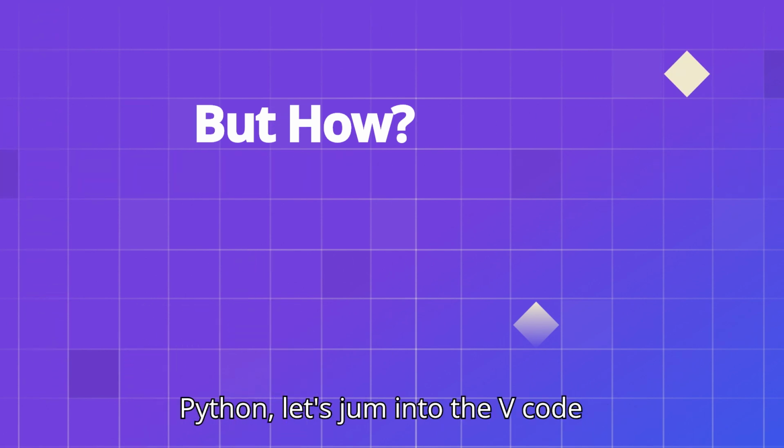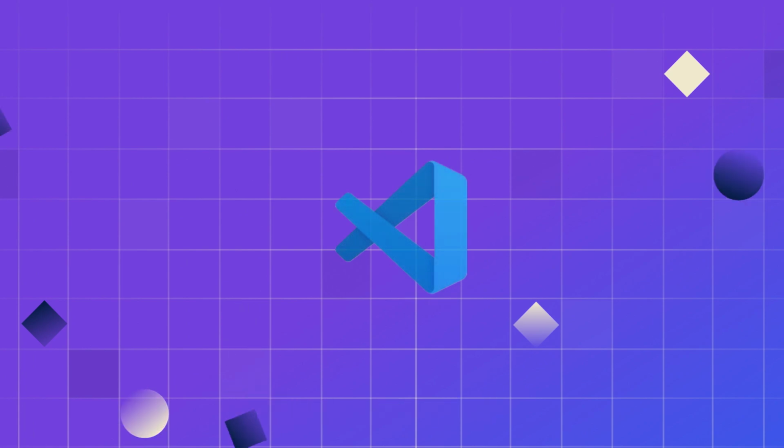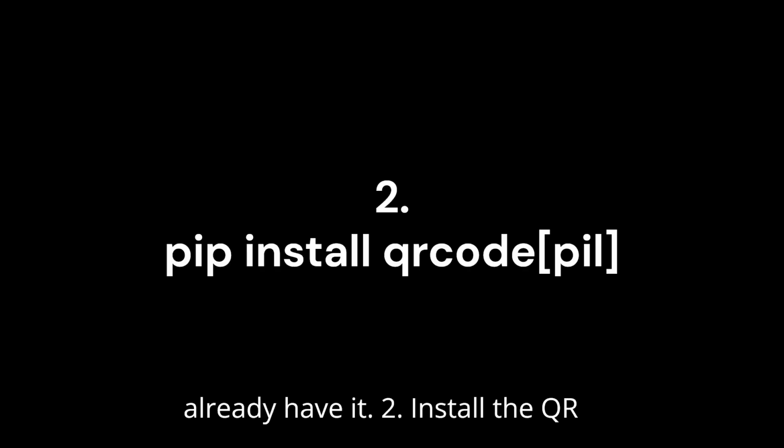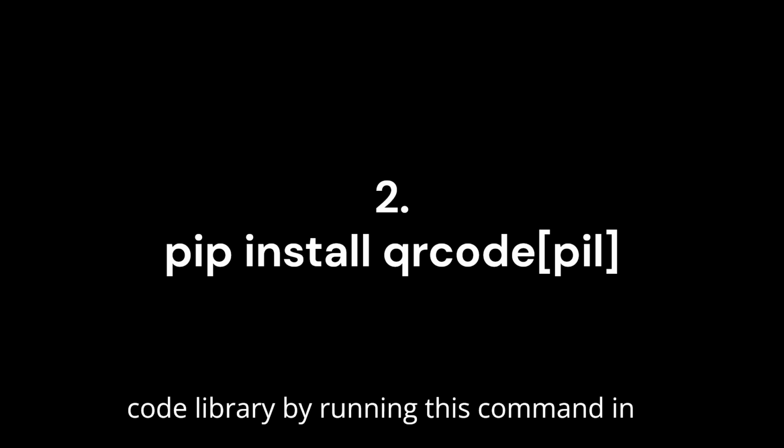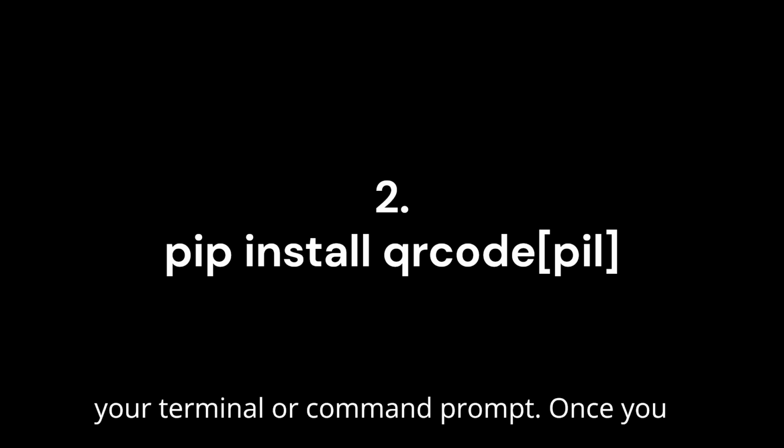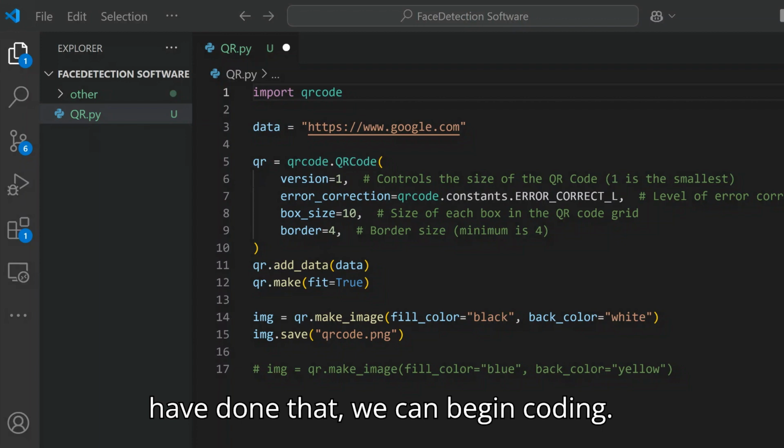Let's jump into the VS Code IDE and code this up. Here's what you'll need to get started. 1. Install Python if you don't already have it. 2. Install the QR code library by running this command in your terminal or command prompt. Once you have done that, we can begin coding.